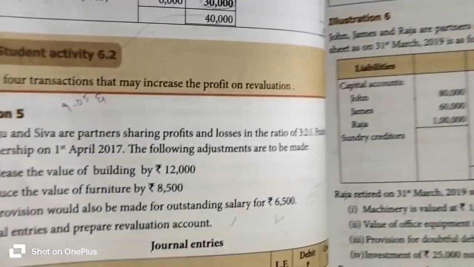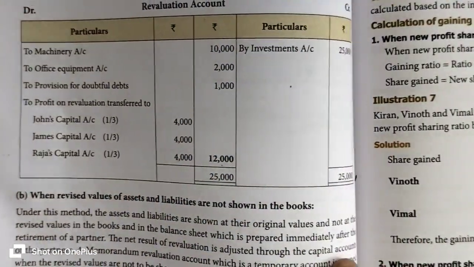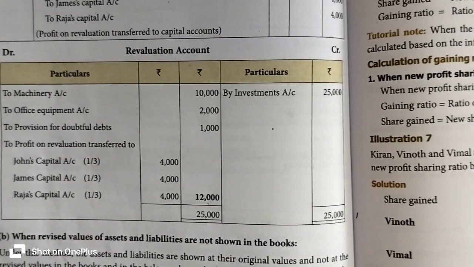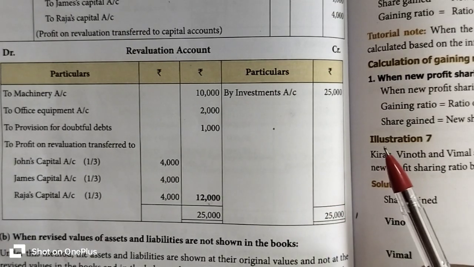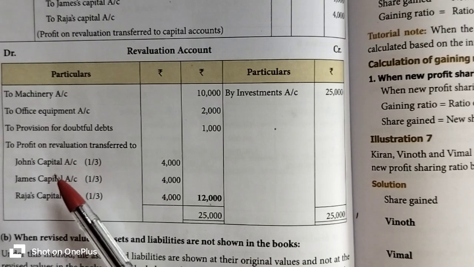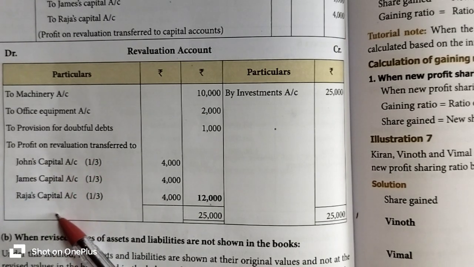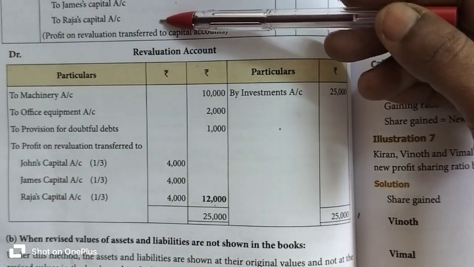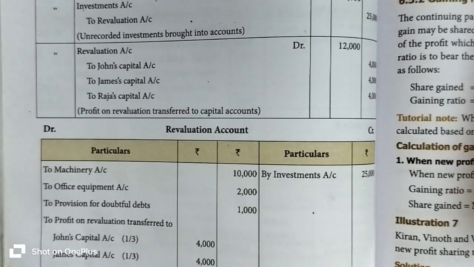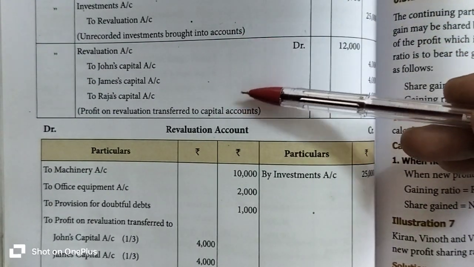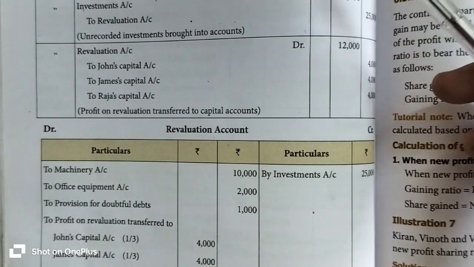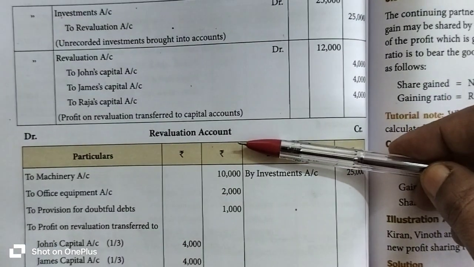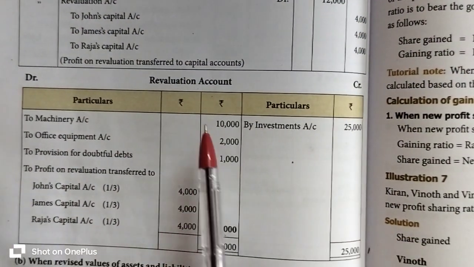Whenever you get a profit or loss on the revaluation account, it will be immediately transferred to all the partners' capital accounts in their old profit sharing ratio. So all partners are John, James and Raja, and the revaluation account. So we have to enter here four accounts in the journal entry. According to that, you have to leave some more space in the journal entry. After leaving the space, you have to prepare the ledger account as the revaluation account.